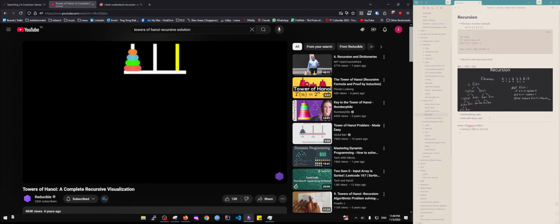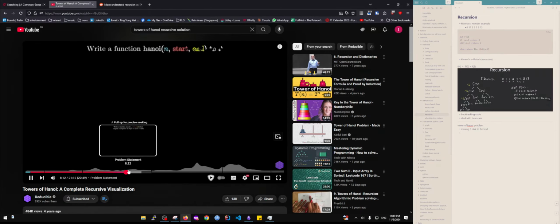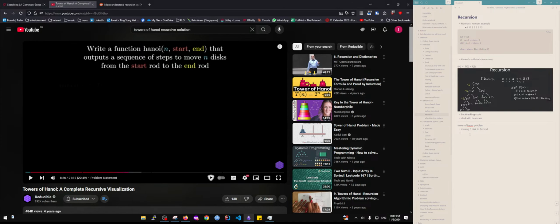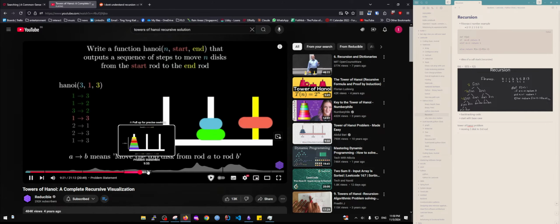I know that was a lot, so let's do a quick overview of what we just did. We want to write a function Hanoi, with an example of an input and output, so that we understand moving the top disk from rod A to rod B. Okay, so how do we get started on solving this?